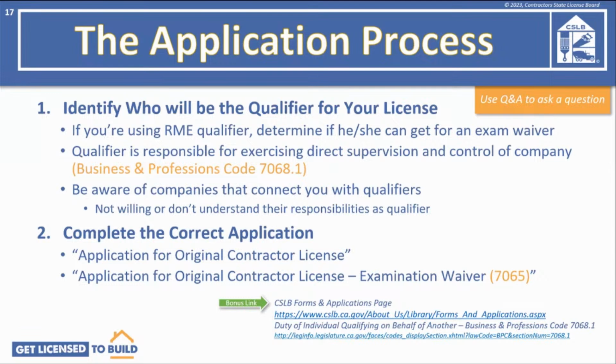Be aware of companies you pay to connect you with a licensed qualifier. In some cases, these qualifiers cannot exercise the direct supervision needed, or they aren't willing or don't understand their role as a qualifier. Next, make sure you complete the correct application. There are 2 options. Number 1, application for original contractor's license. Number 2, application for original contractor's license examination waiver 7065. We've got links to both at the bottom of the page.